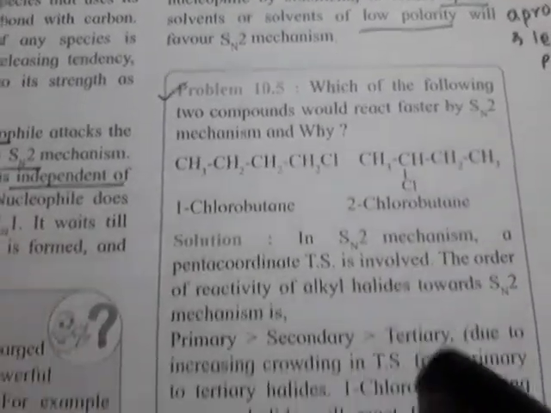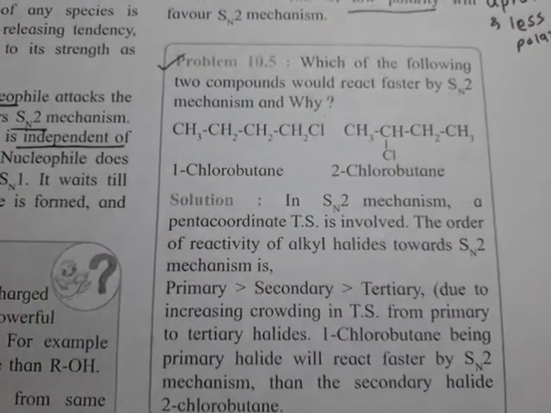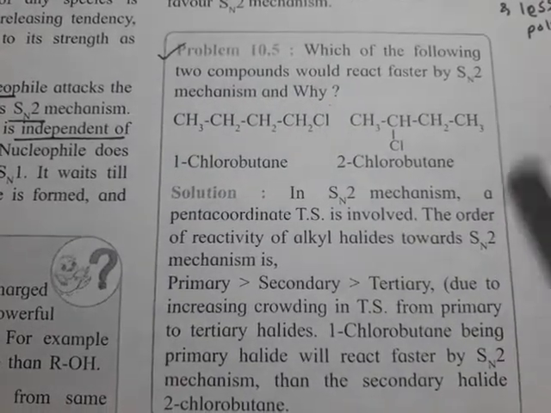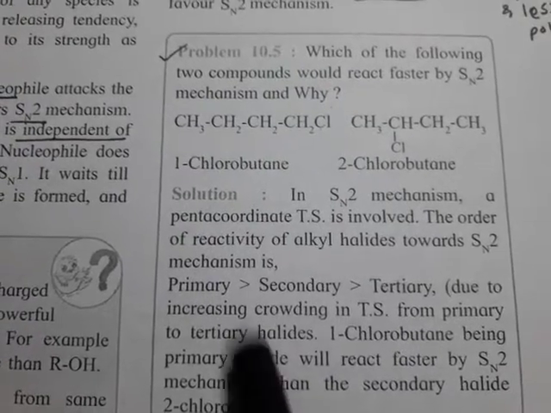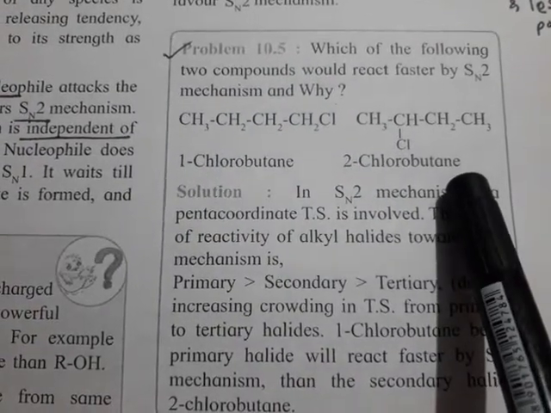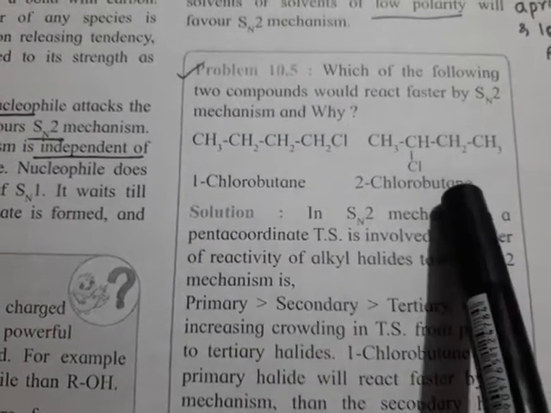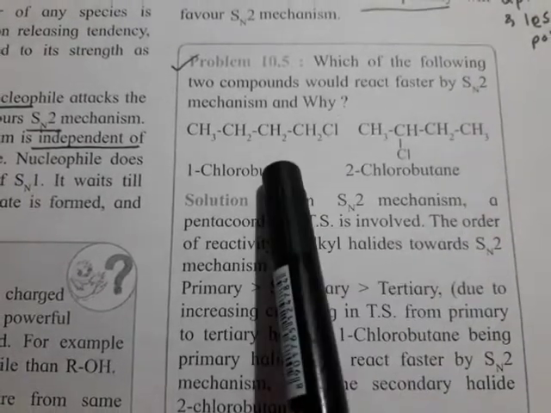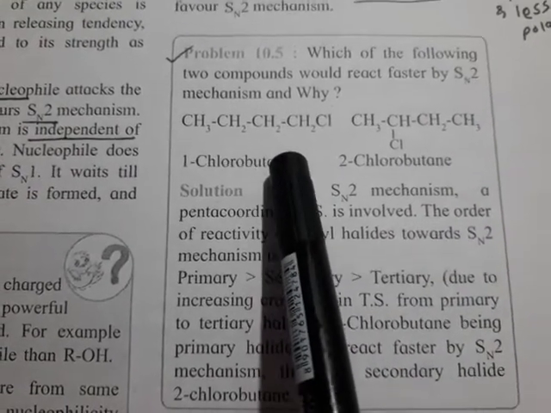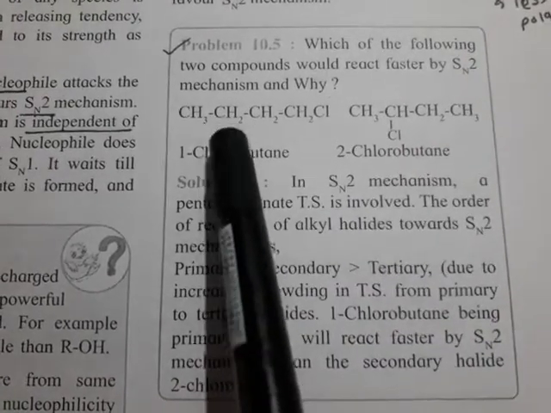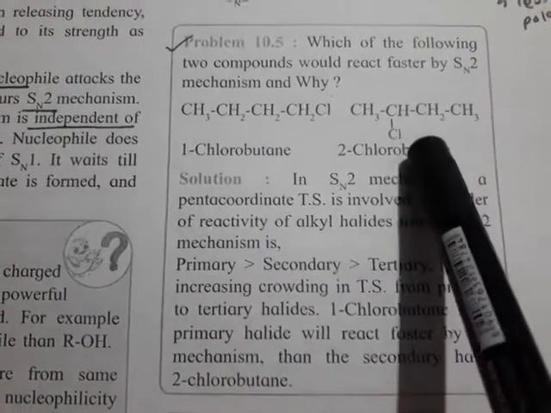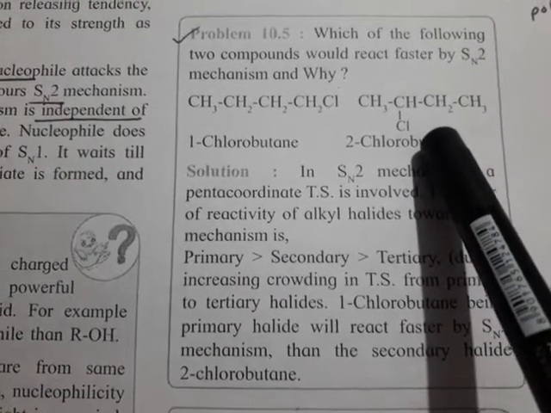Okay, they have asked one question related to this. Which of the following two compounds would react faster by SN2 mechanism? So this is 1-chlorobutane and 2-chlorobutane. What do you think? This is primary and this is secondary. So obviously primary will undergo SN2 reaction, and secondary will undergo SN1 reaction.